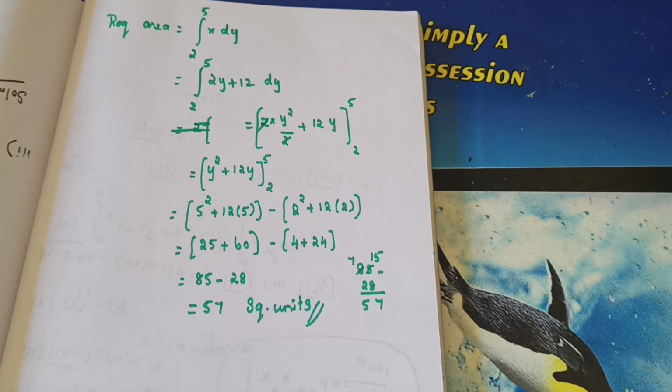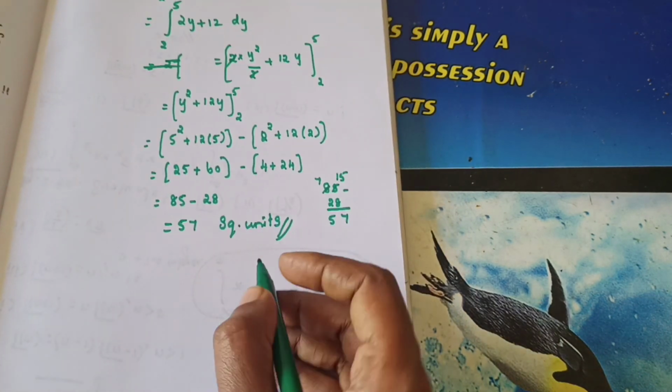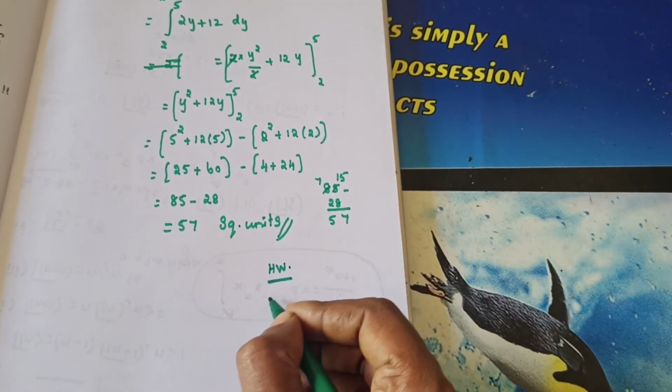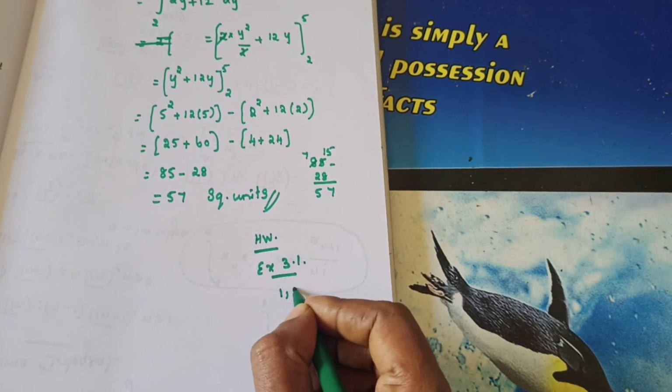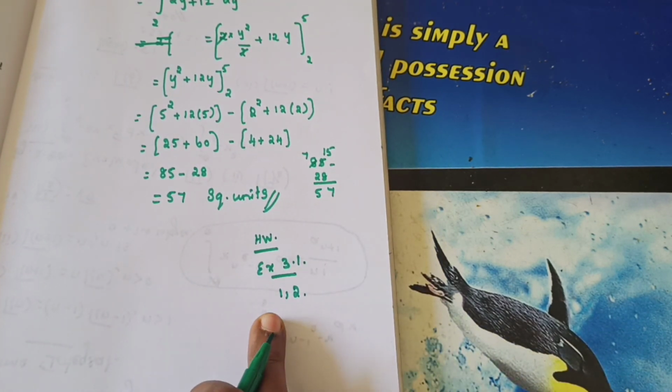Now it's time to give the homework. One problem I'll give as homework for you. Just practice it. Take your book, all of you. Exercise 3.1, problem number 1 and 2. The first problem is the same as example 3.1. That is 2y plus x is equal to 8, and the x-axis.